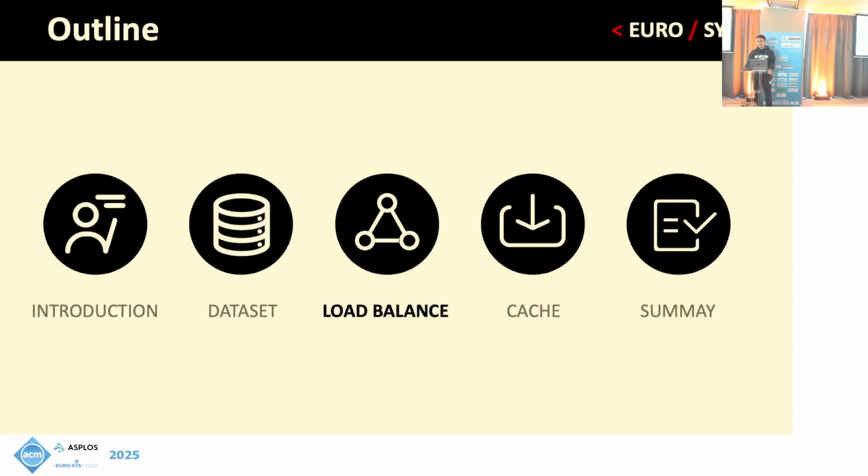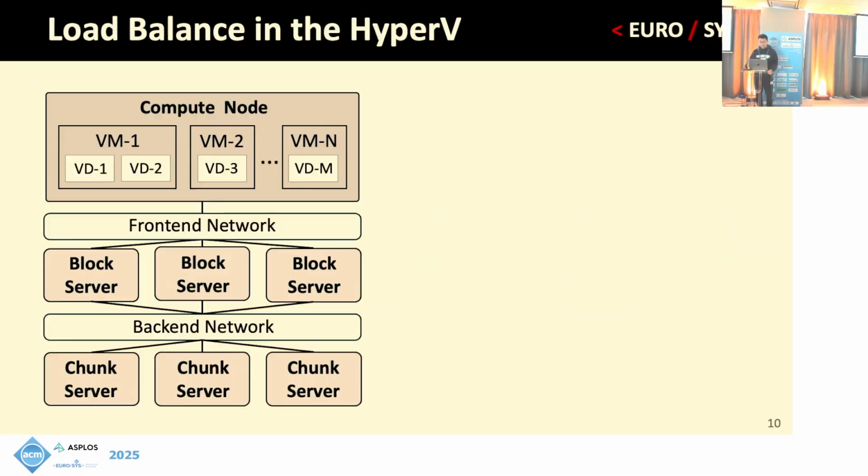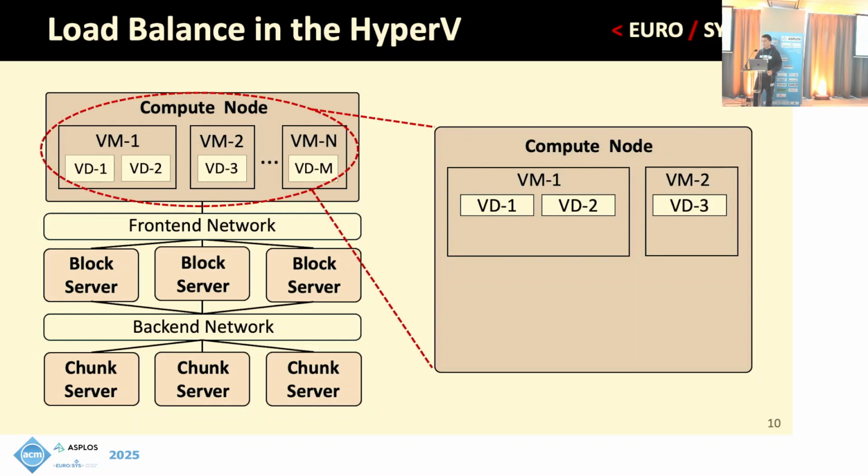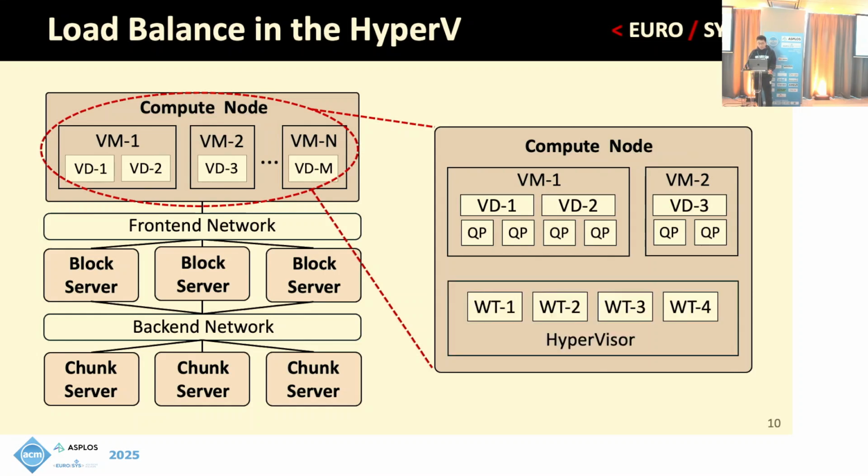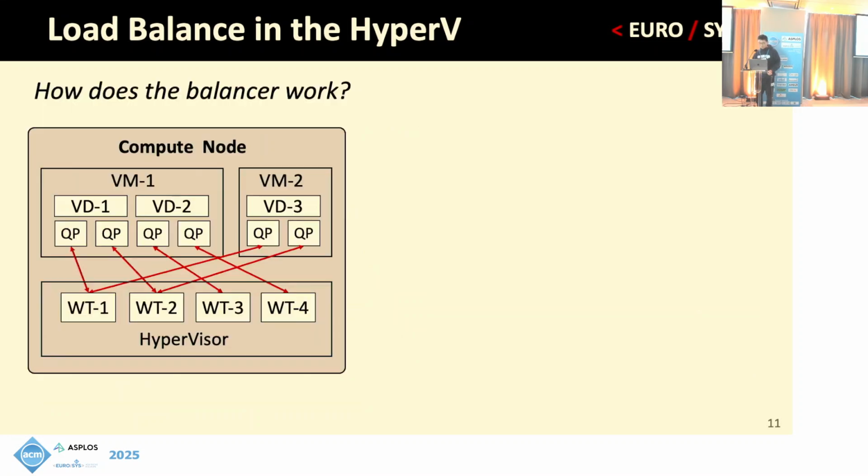We will begin our findings in the aspect of load balancing. First, we look into the load balancing inside the hypervisor. On the compute node, each VD can be seen as an NVMe device with multiple queue pairs. In the hypervisor, there are multiple worker threads running to handle the I/O traffic coming from these QPs. To balance the workload of different workers, one-to-one round-robin binding is used between the QPs and the workers. So the first question is, how does the balancer work?